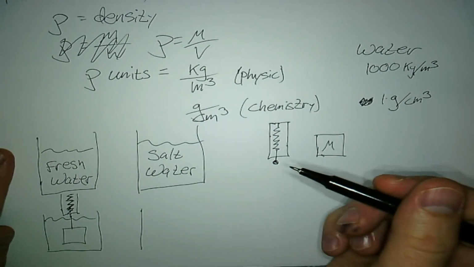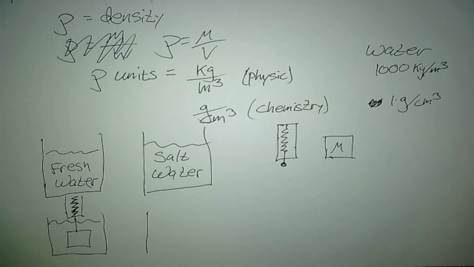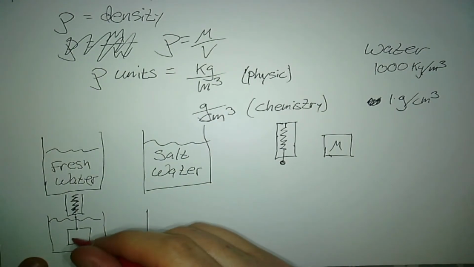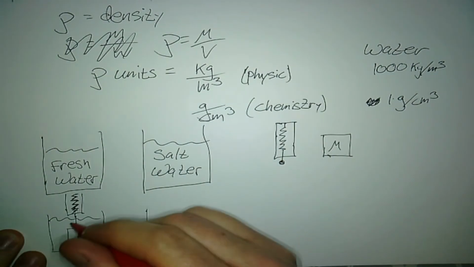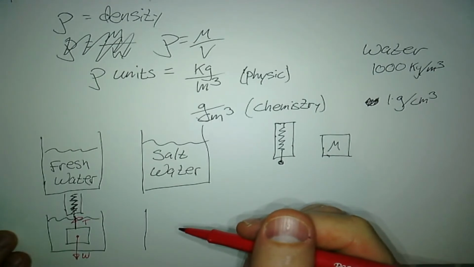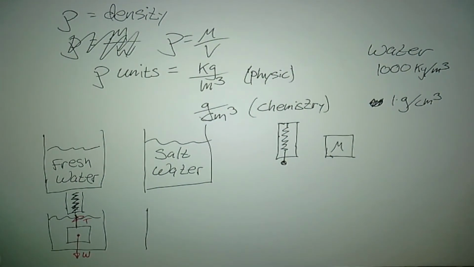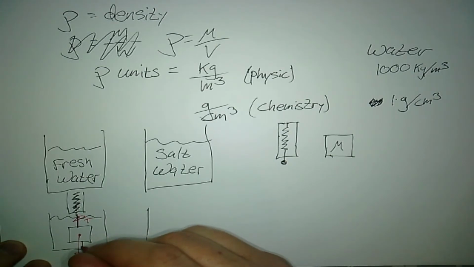So what are the forces on this mass going to be? Well, as always, it's going to have weight. I'm going to draw this in red. It's going to have its weight. It's going to have a tension going upwards associated with the spring scale. And it is going to have a buoyant force going upwards.